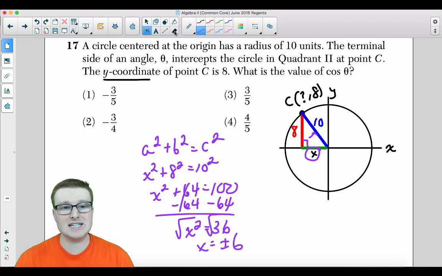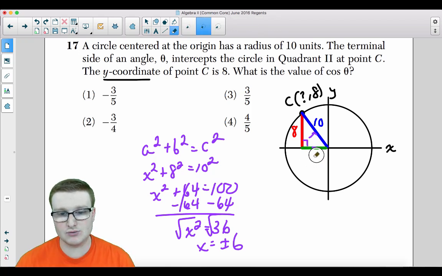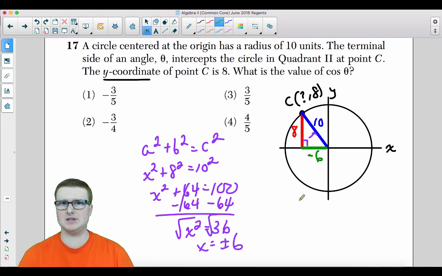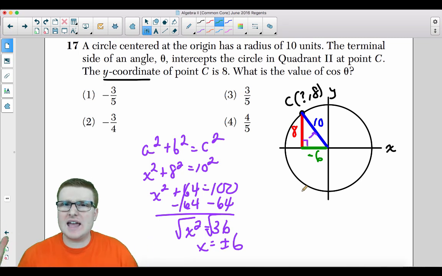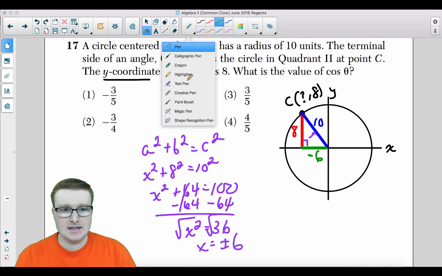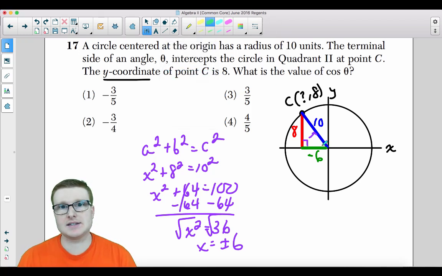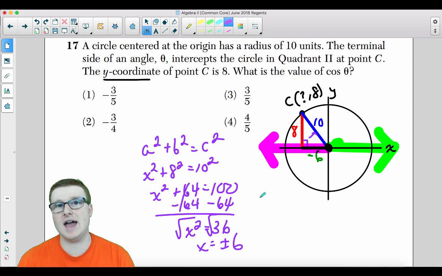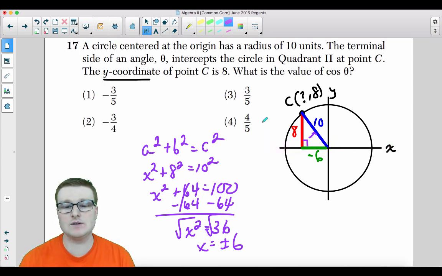Now, the reason why I indicated plus or minus 6 is for this reason, folks. This value of x is actually negative 6. Why is it negative 6 and not positive 6? Trevor, I thought that lengths are always positive. Let me be more specific. This is the x-axis. In this direction, it's positive x values. In this direction, it's negative x values. So your answer has to be a negative 6 value.